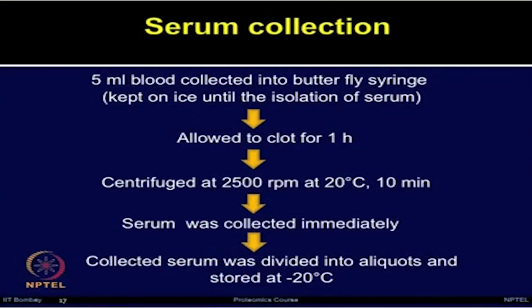So, if you collect 5 ml blood, keep it on ice until the serum isolation, allow it to clot for an hour and then centrifuge at 20 degrees for 10 minutes, followed by separating the supernatant, the serum layer, immediately. Collected serum can be stored at minus 20 degrees or minus 80 degrees. Minus 20 if you want to use it immediately for further use, or if you want to store it for a long time, then you can store it at minus 80.